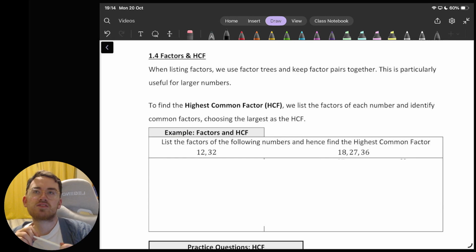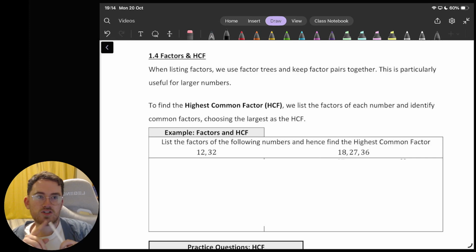So when we're listing factors, it can be helpful to just get into the habit of listing the pairs together. And I suppose this is going to help us in later situations when we're working with factors, even future questions when we get into algebra and things like that as well. So it's good to get into the habit now.